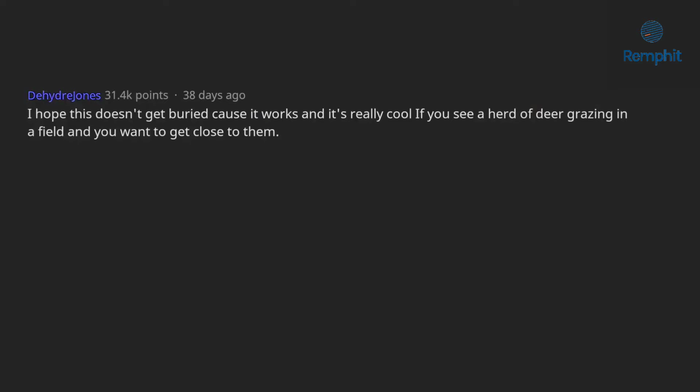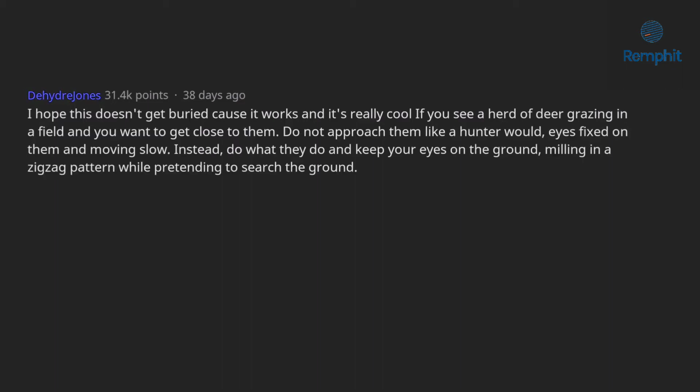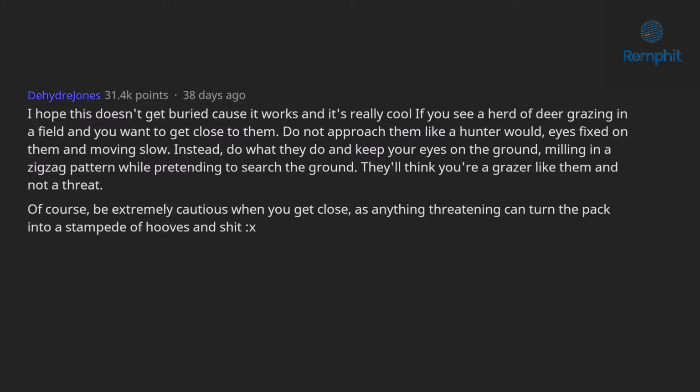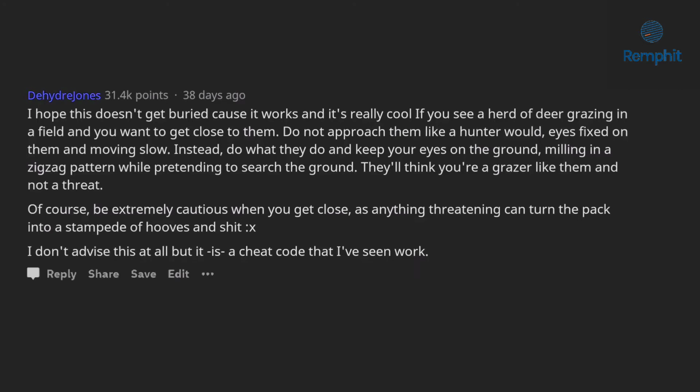I hope this doesn't get buried because it works, and it's really cool. If you see a herd of deer grazing in a field and you want to get close to them, do not approach them like a hunter would, eyes fixed on them and moving slow. Instead, do what they do and keep your eyes on the ground, milling in a zigzag pattern while pretending to search the ground. They'll think you're a grazer like them and not a threat. Of course, be extremely cautious when you get close, as anything threatening can turn the pack into a stampede of hooves. I don't advise this at all, but it is a cheat code that I've seen work.